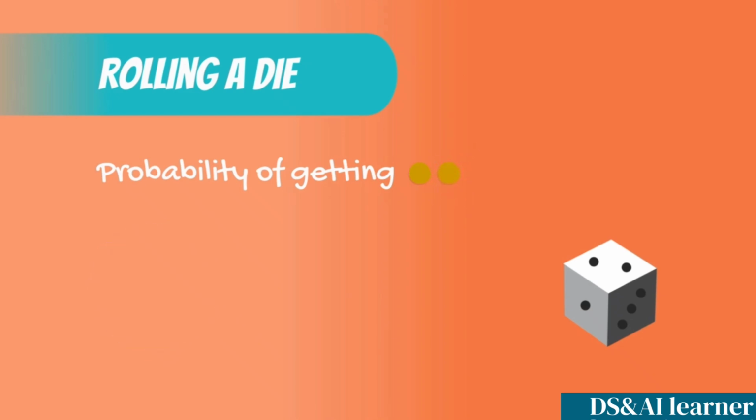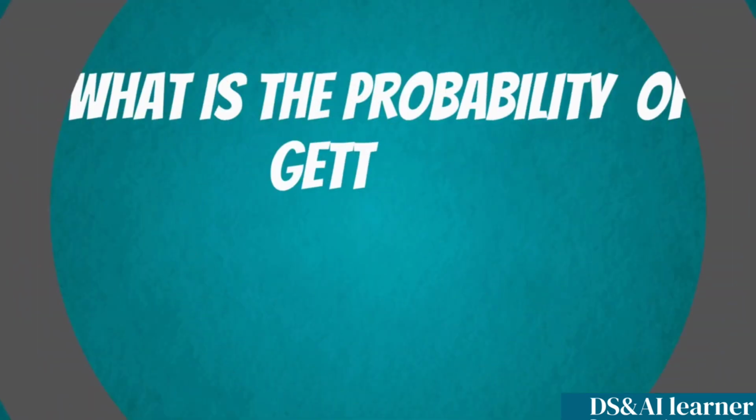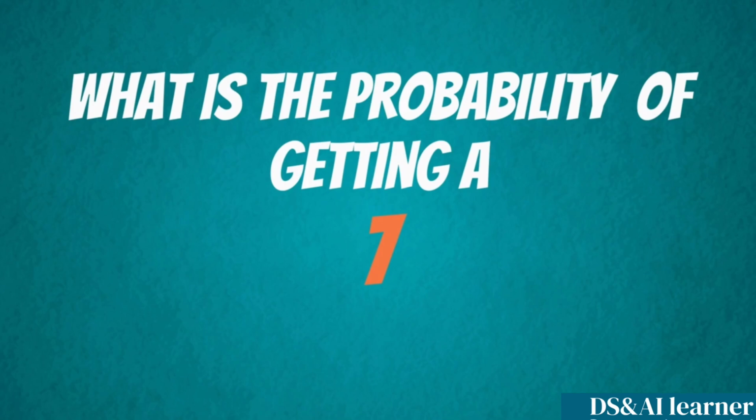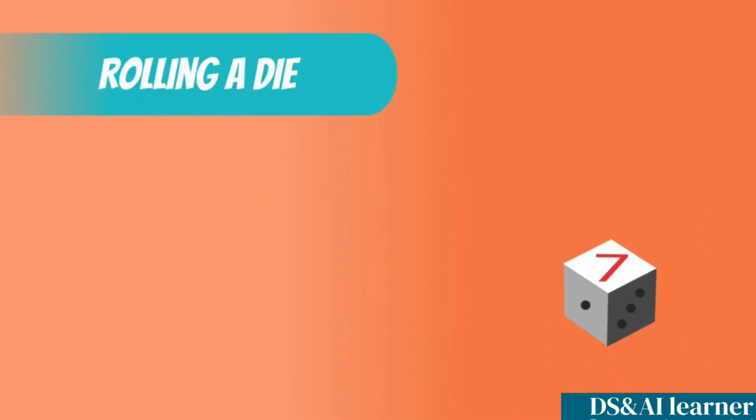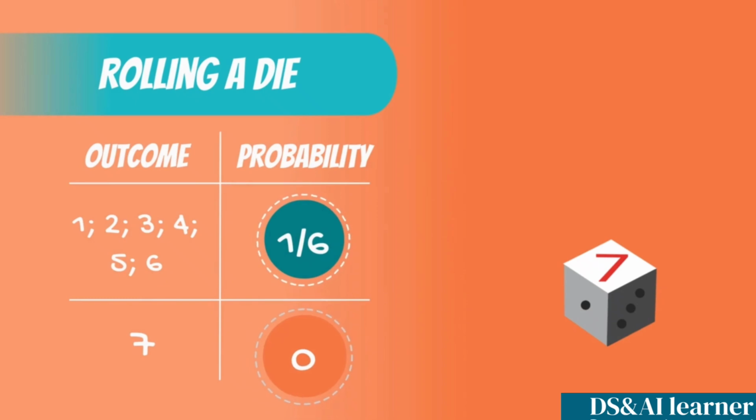Easy. What is the probability of getting 2? Once again, 1/6. The same holds for 3, 4, 5, and 6. We have an equal chance of getting each of the 6 outcomes. Now, what is the probability of getting a 7? It is impossible to get a 7 when rolling a single die. Therefore, the probability is 0.